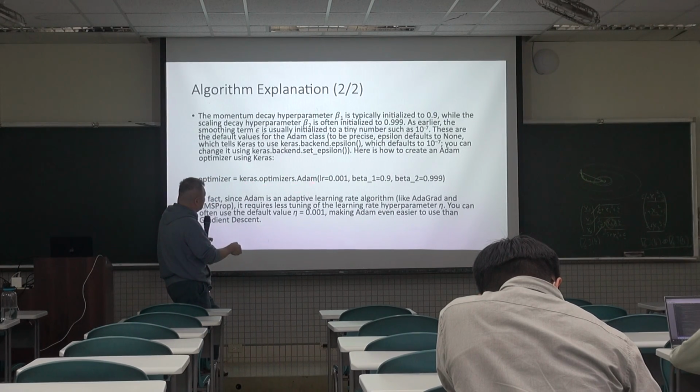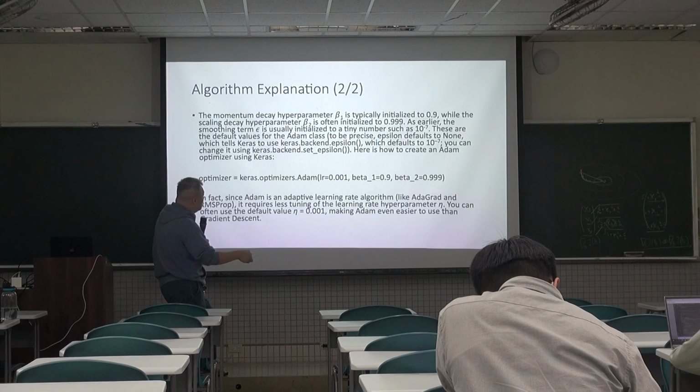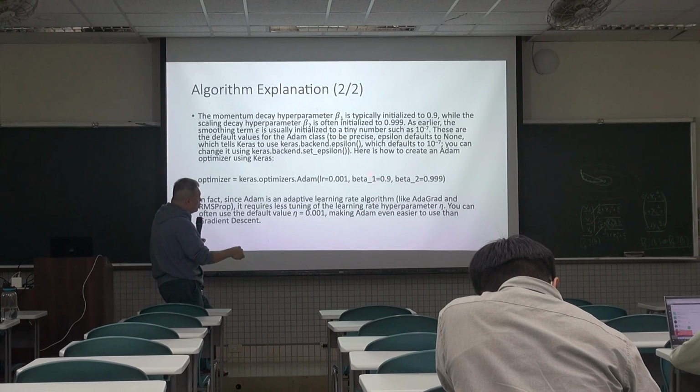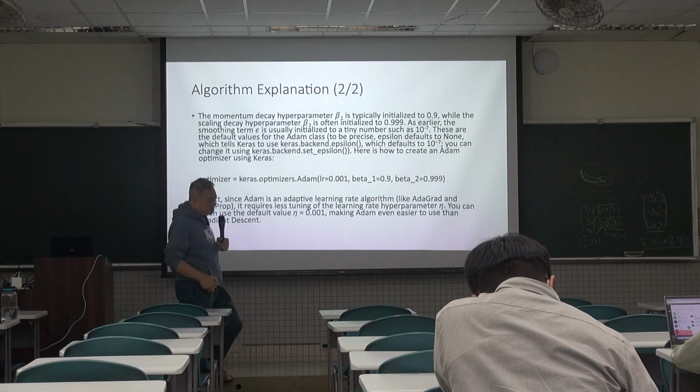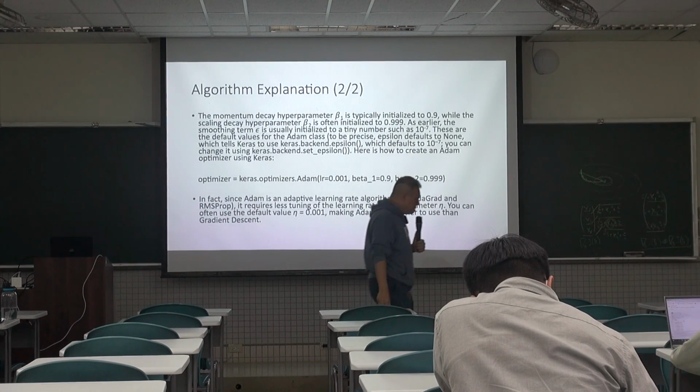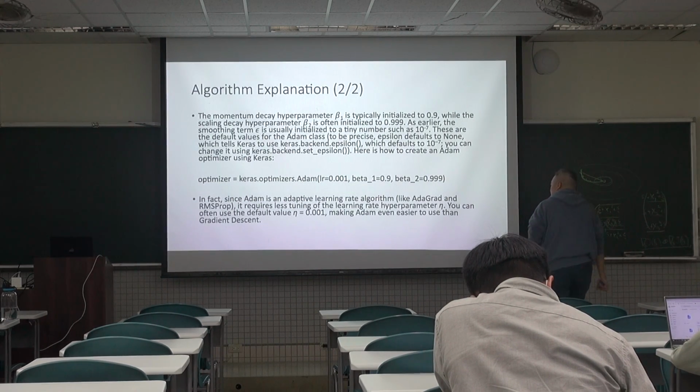Keras optimizers Adam, if you want to use it, just specify the learning rate, specify beta 1, beta 2. That's it. But normally you don't need to change those values. You just need to provide the default values, which should work just fine.